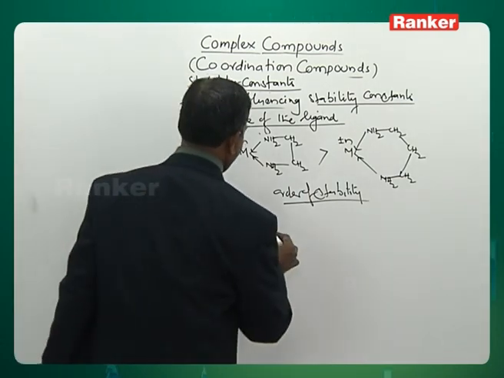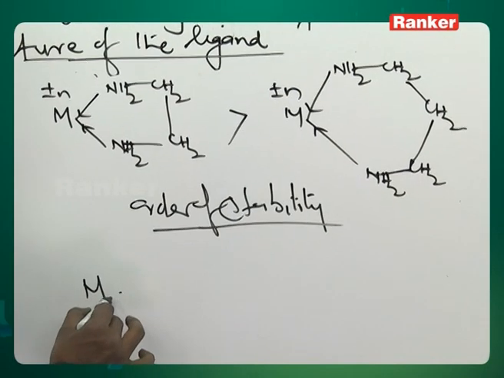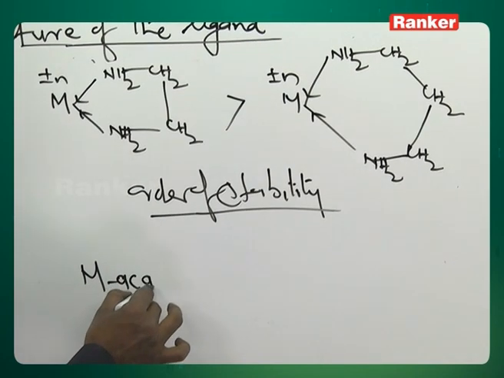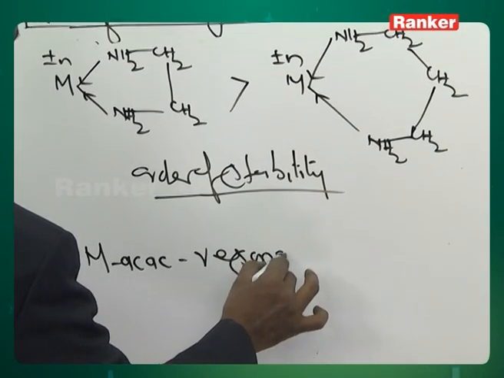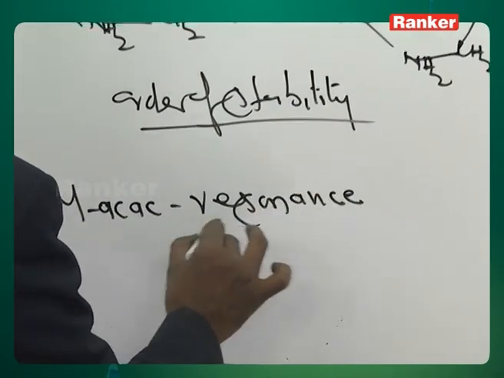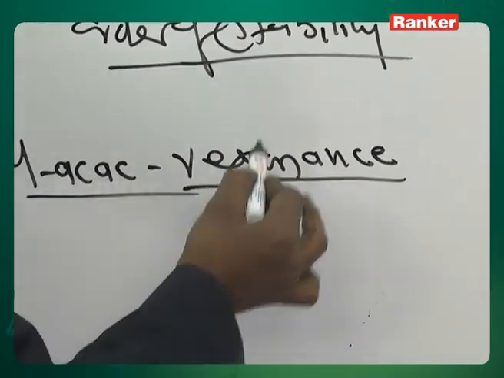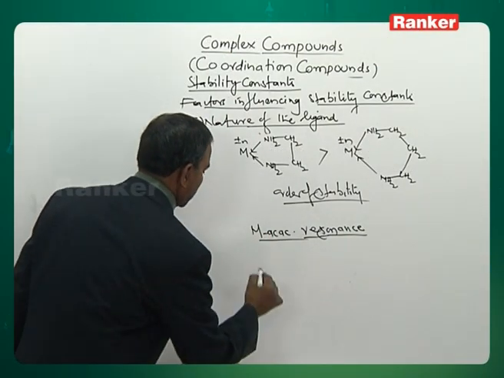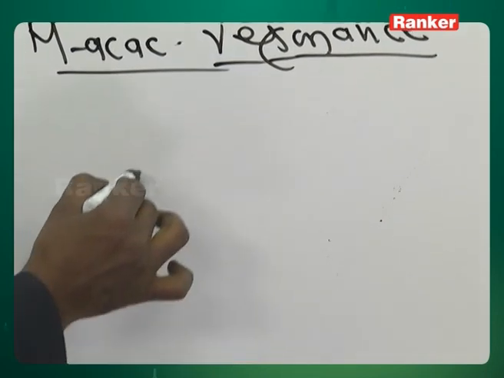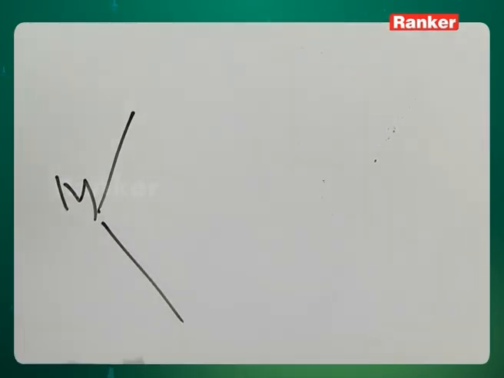See, I am writing M(acac). M(acac) resonance. Let us see. M(acac) resonance. See, I am writing M(acac) now. Acetylacetonato complex.